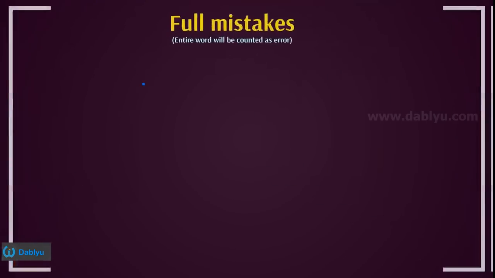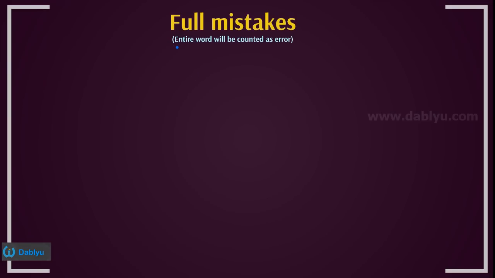First, full mistakes. Full mistakes are where the entire word will be counted as an error. Suppose there's a word called THIS. If it's a full mistake, then the error will be the entire word, that is 4 letters. So the error will be 4. That is what a full mistake means, where the entire word is counted as an error. Now let us see in which instances errors will be considered full mistakes.